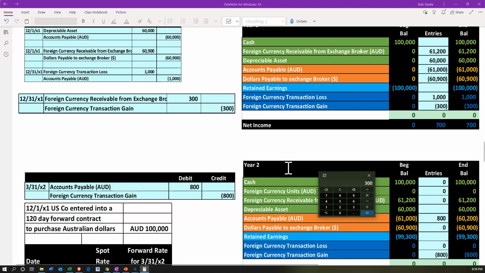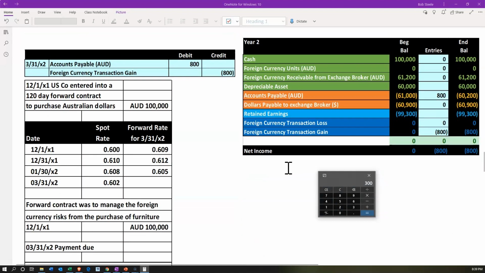Okay, next thing that's going to happen is on 3/31. This is when the endpoint happens, right? The endpoint happens where we're going to end up paying off our payable, and the forward contract will end as well. So before we can do those things, we have to revalue once again at this point in time. Now this is at 3/31/x2, the next year.